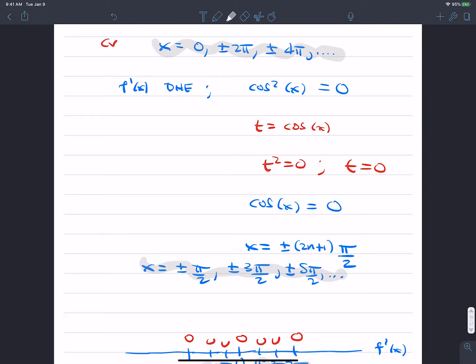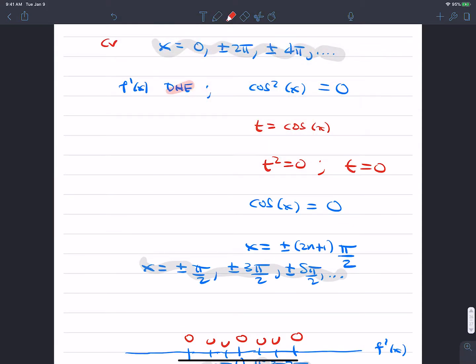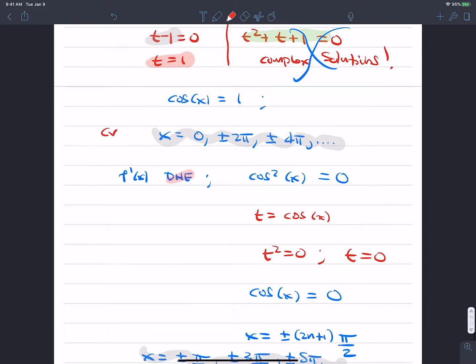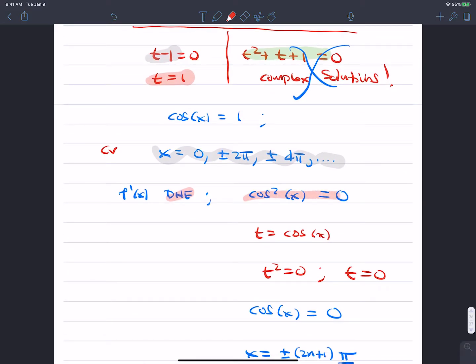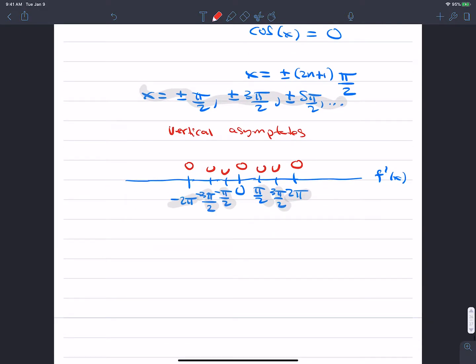Okay, here's what I want to remind you guys. This derivative did not exist because my denominator here was 0. Cosine squared is 0 here. Remember this? Well, this is where the derivative does not exist. This is the location of our what? Vertical what? Asymptotes. So we have that kind of issue there with our vertical asymptotes.